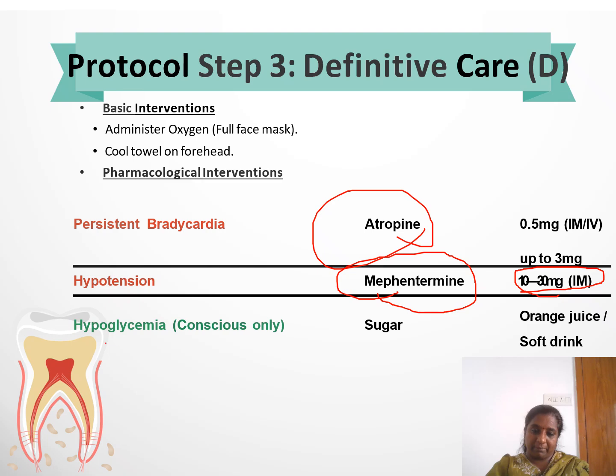Then hypoglycemia. If the patient is conscious, we can give sugar. Some sugar source has to be given in the form of juice or a soft drink or as chocolate also. Easily dissolvable chocolate can be given to the patient if the patient is conscious. If the patient is still unconscious, then we have to go for IV glucose.